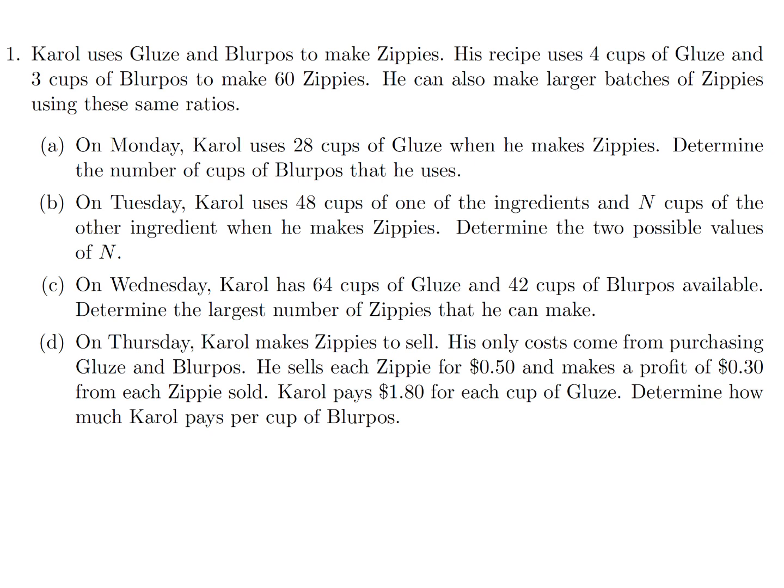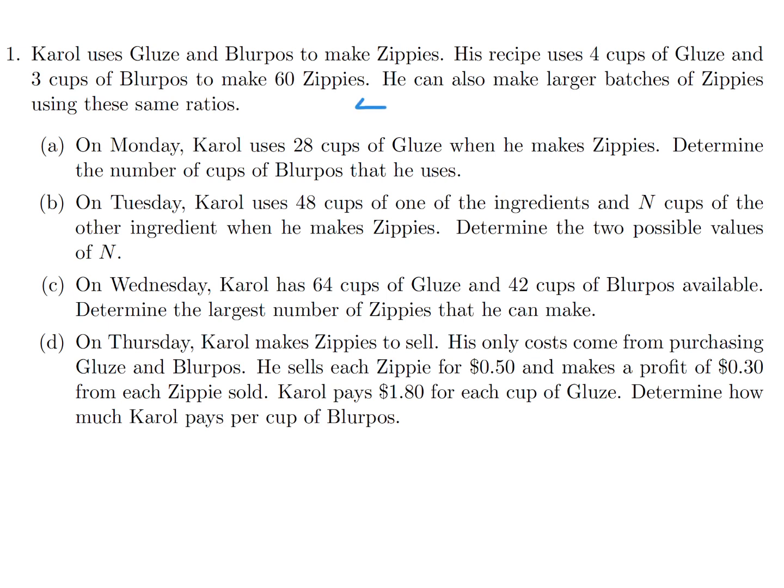Carol uses glues and blurpos to make zippies. His recipe uses 4 cups of glues and 3 cups of blurpos to make 60 zippies. He can also make larger batches of zippies using the same ratios. On Monday, Carol uses 28 cups of glues. When he makes zippies, determine the number of cups of blurpos that he uses.